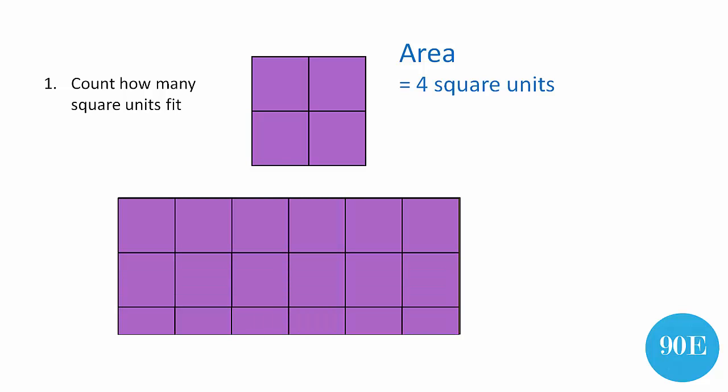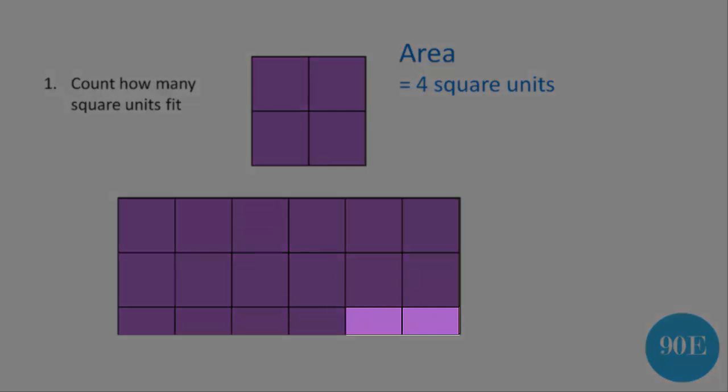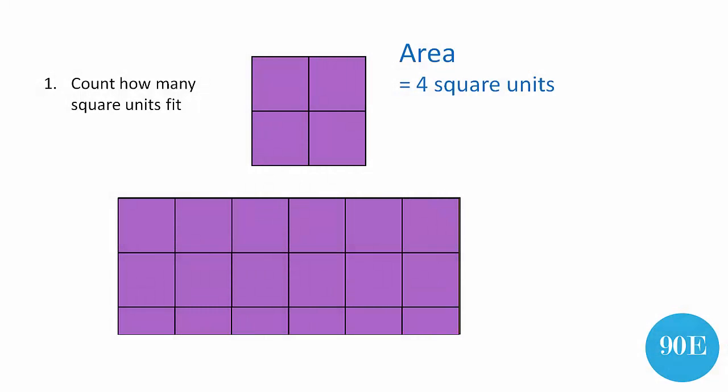What about our yellow rectangle? It's going to fit a lot more square units. Let's count them, remembering that when we have 2 half units, it's the same as counting 1 full unit. So we've got 1, 2, 3, 4, 5, 6, 7, 8, 9, 10, 11, 12, 13, 14, 15. So the area of our rectangle is 15 square units. You can see this is quite a simple and easy method.